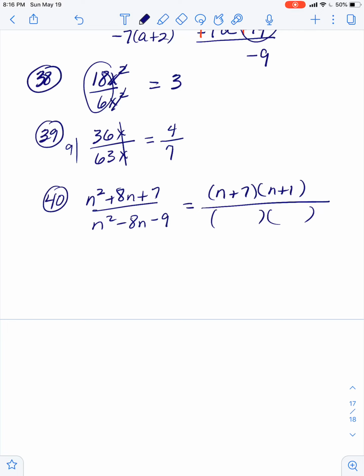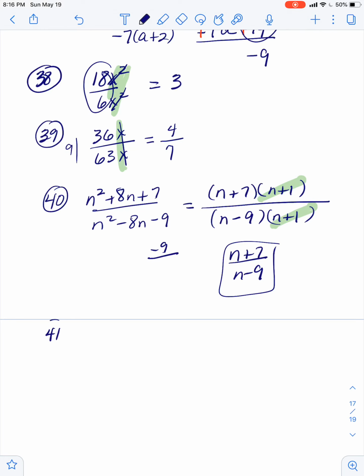Next one, what are factors of a negative 9 that will add and give me a negative 8? So that would be a negative 9 and a positive 1. So it's just like a regular fraction, so it's just like what's happening up here. If I have the same thing on top and bottom, it cancels. So those just cancel out. And my final answer is n plus 7 over n minus 9. Okay, 41.